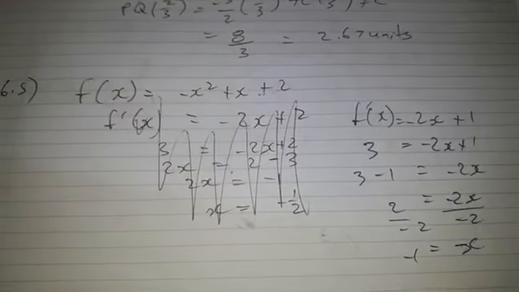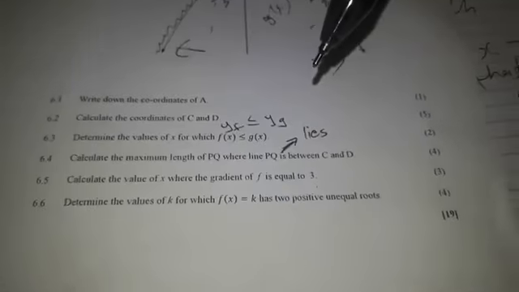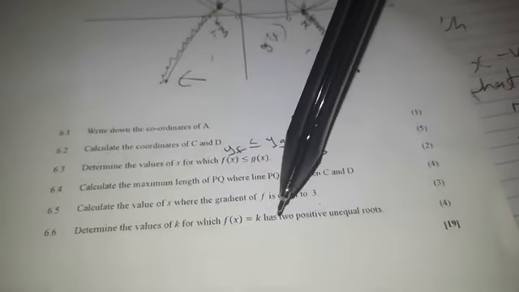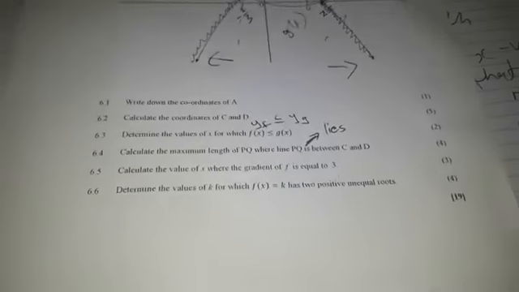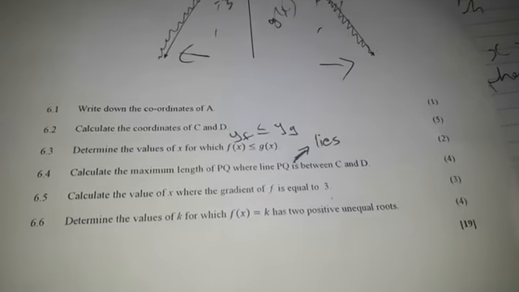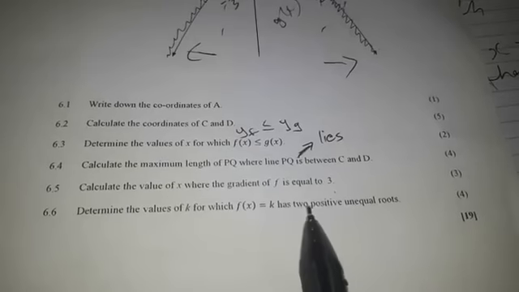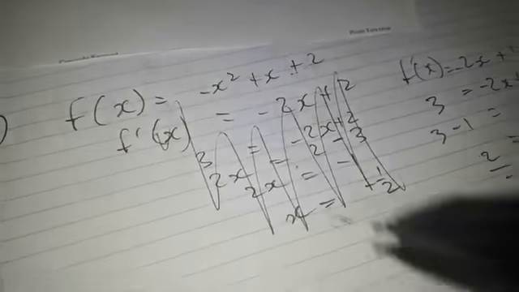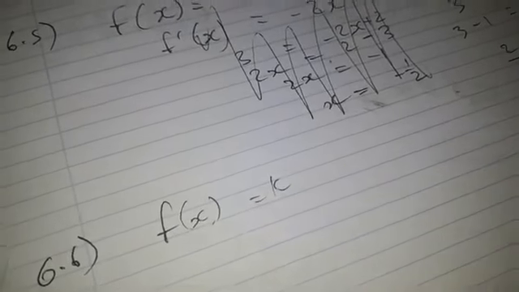Now we just need to move on to 6.6. 6.6, for 4 marks, says determine the values of k for which f of x is equal to k has 2 positive unequal roots. So this is one of those nature of roots questions, and I'm going to make a nature of roots playlist soon, so stay tuned for that. So here we need to work out where f of x is equal to k has 2 positive unequal roots.